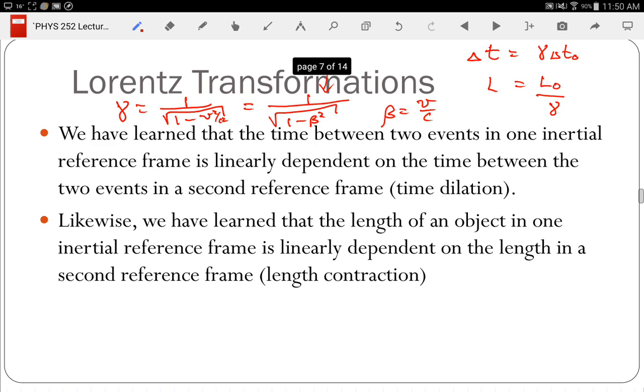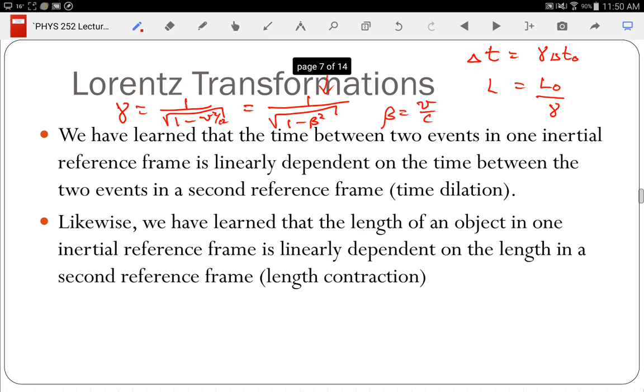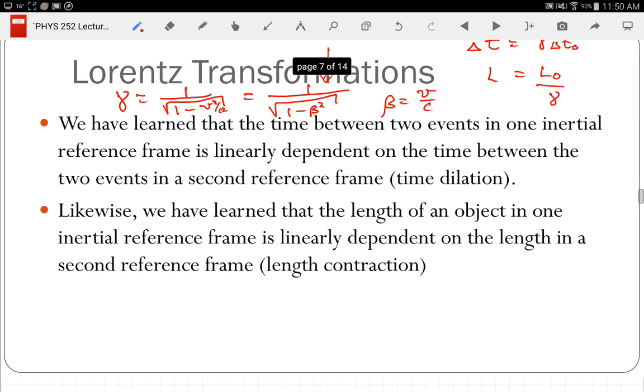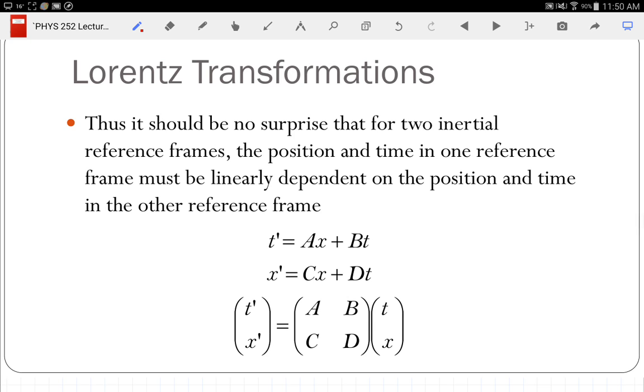Okay, so given these, time dilation and length contraction, we should be able to come up with some conversions for a 4-vector to relate the x0, x1, x2, x3, or the time, x, y, z, with x0 prime, x1 prime, the time prime, the x prime. That's what we're going to work toward doing. That's what the Lorentz transformations are.